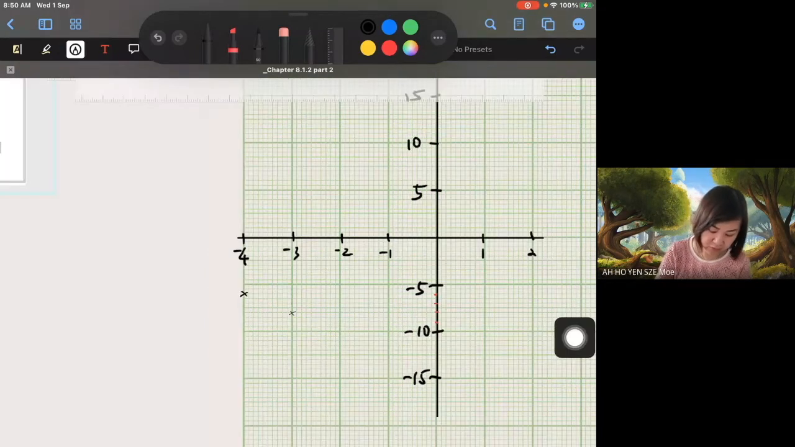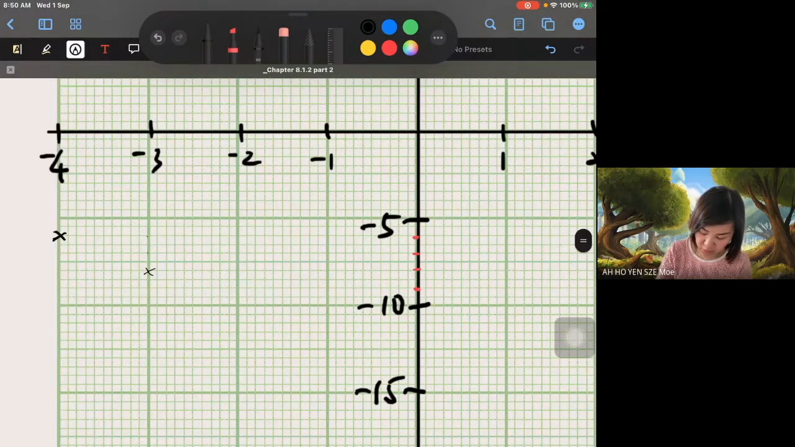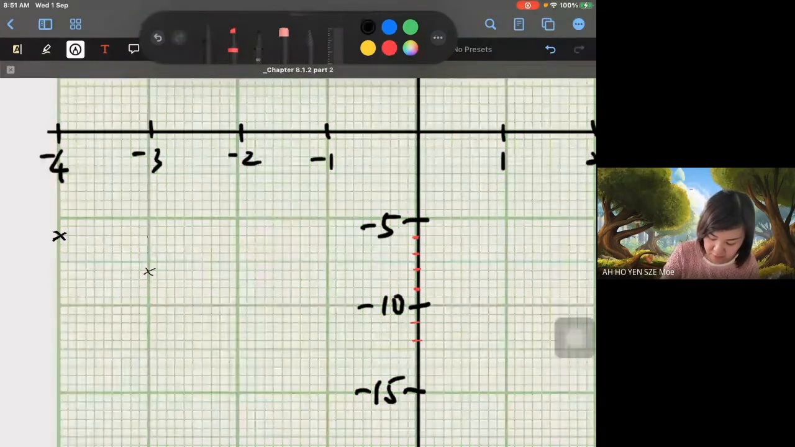Okay, this is negative 3, 8. Negative 2, 12. Okay, here, this is 12. 10, 11, 12. So it means that one unit will represent two small boxes. Two small boxes. Can you follow this?